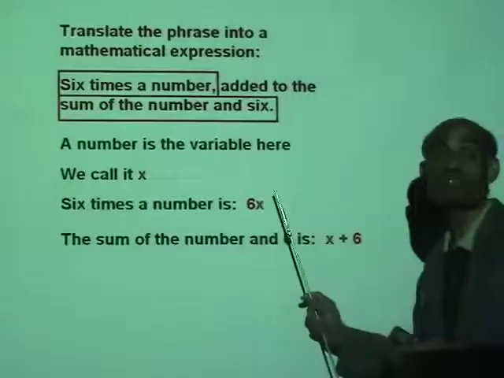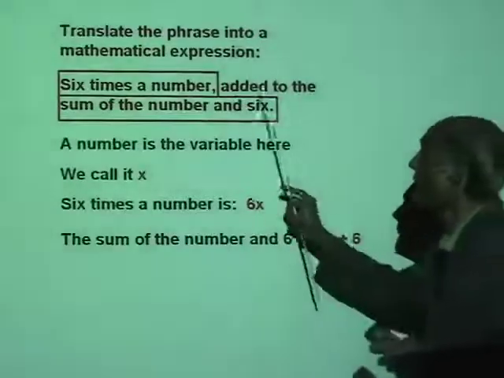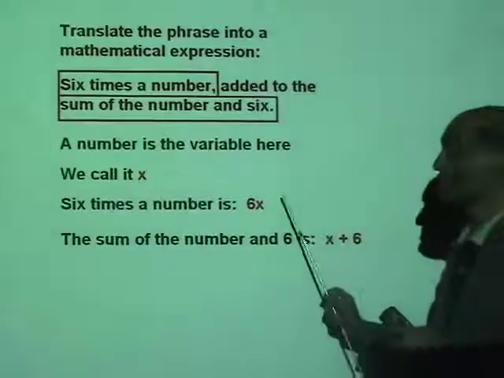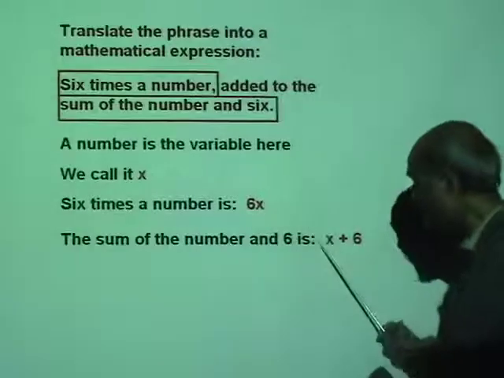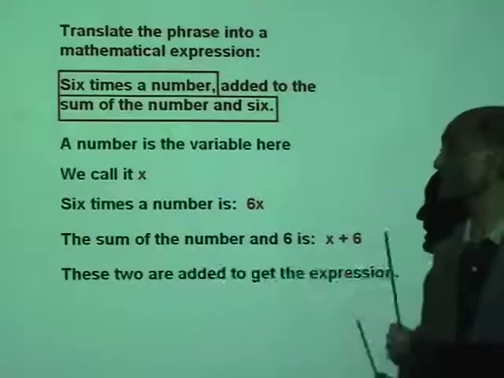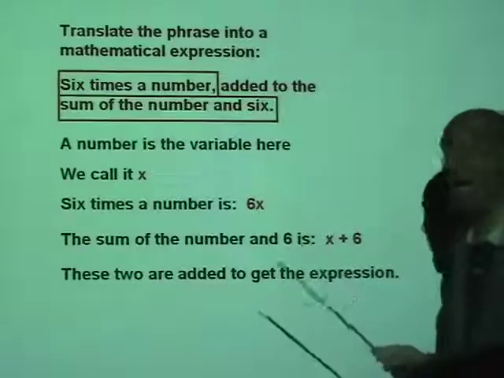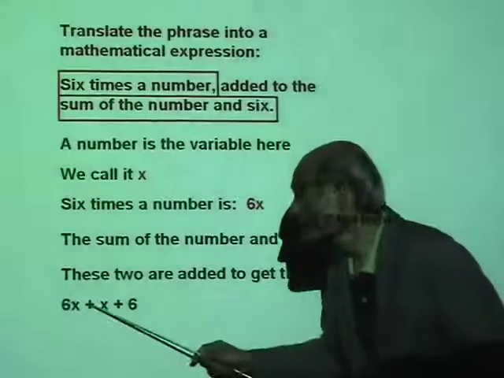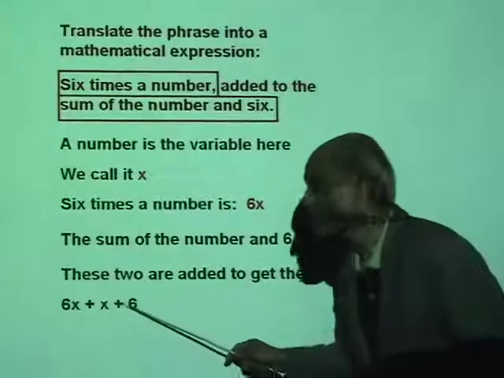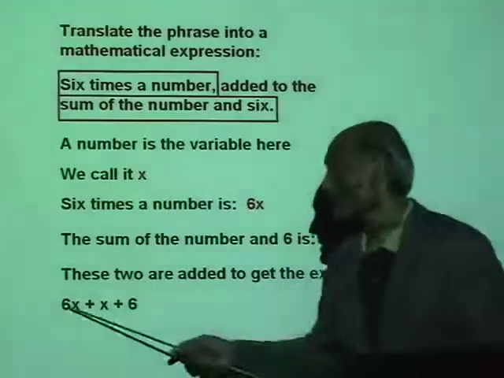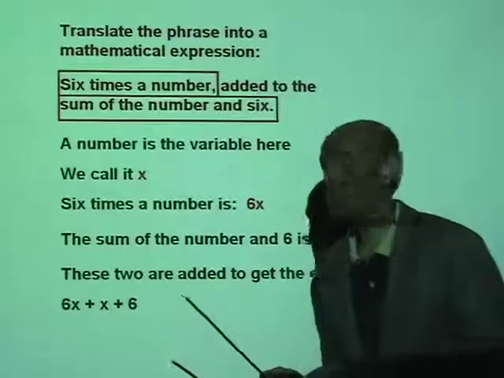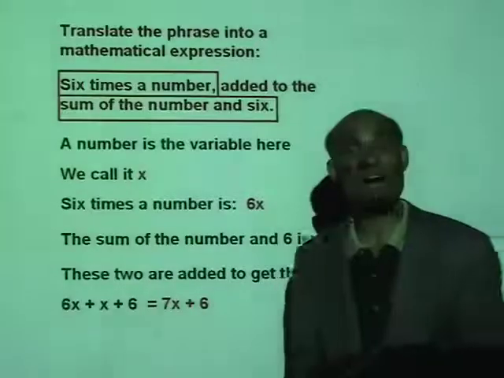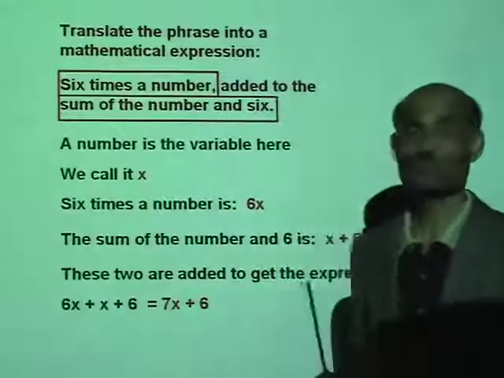What do you have to do with these two now? Add it. 6 times the number is added to this. That means 6x is added to x plus 6. These two are added together to get our expression. 6x is added to x plus 6. Well, now 6x can be added to x. That gives you 7x plus 6 is our expression. Okay?